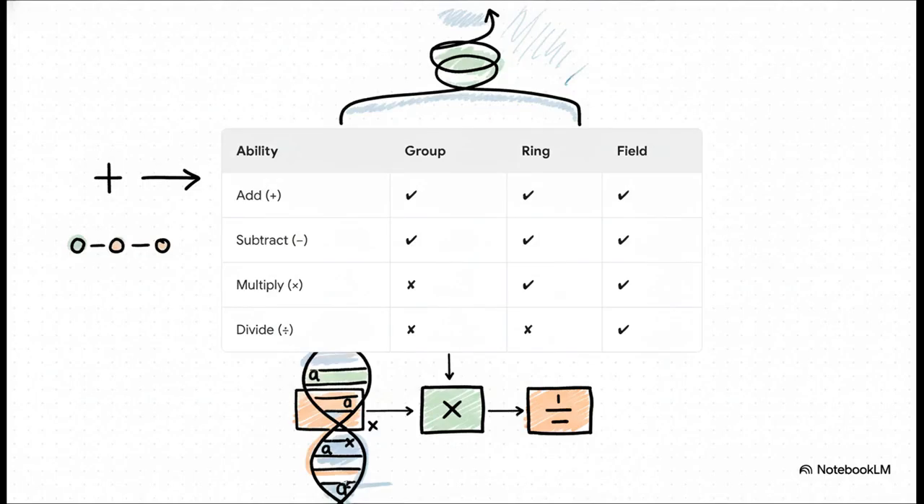So here it is, all laid out nice and neat. You can see the progression so clearly. A group is the foundation. A ring is just a group that also has multiplication. And a field is just a ring that also has division. Each one builds on the last, adding a new power. This right here is that mathematical DNA we're talking about, in its purest form.